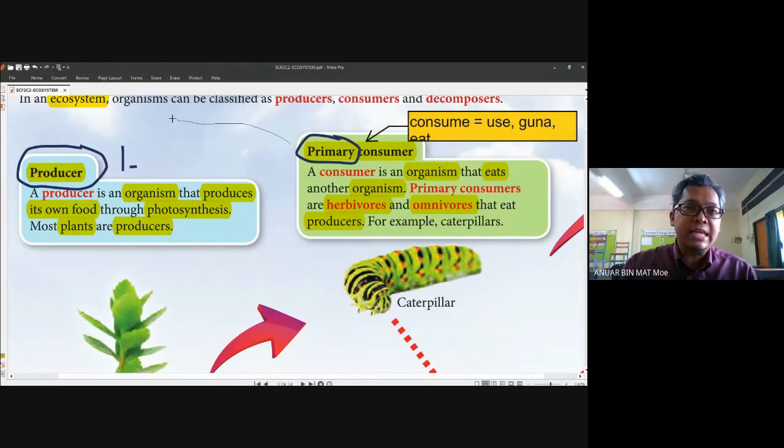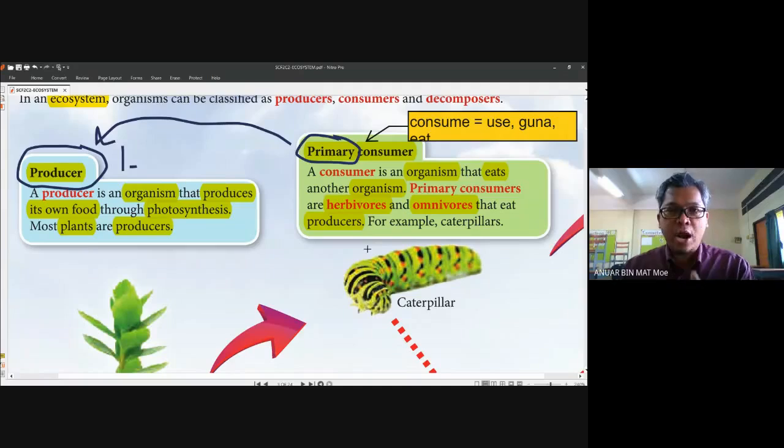Usually it will eat producer. That's why we call it primary, because maybe the prime food, yang utama, makanan yang utama. The primary source of food for this organism is usually from plant. For example, what is the animal that eats plant? Anybody? Animal that eats plant.